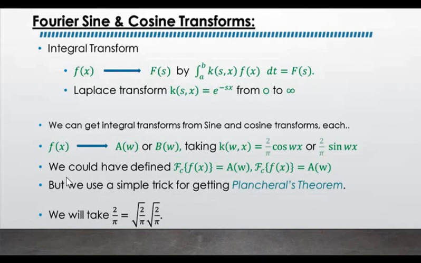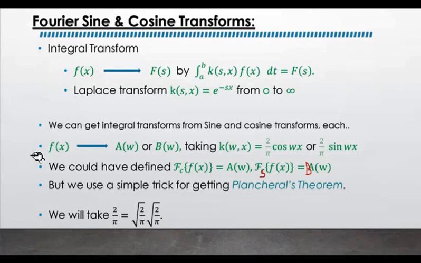But we could have defined this Fourier cosine transform. You can see that here you are using the help of cosine transform to get a omega. So you could have defined the Fourier cosine transform of f of x as a omega, and the Fourier sine transform of f of x to be b omega.